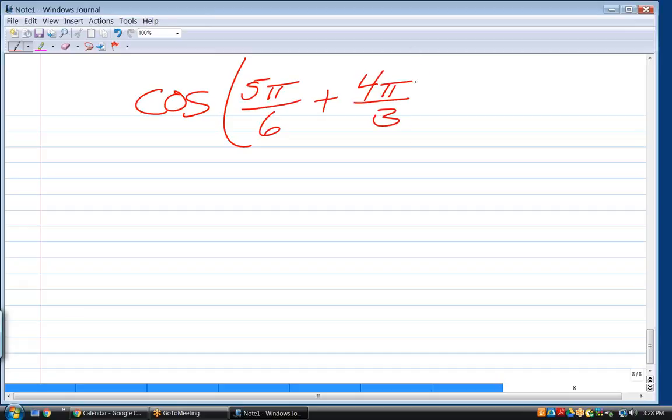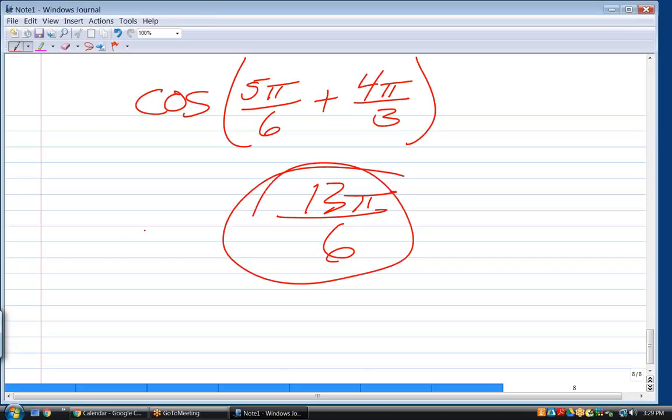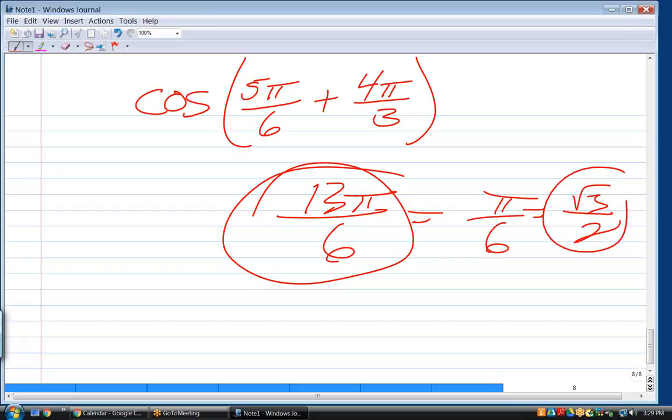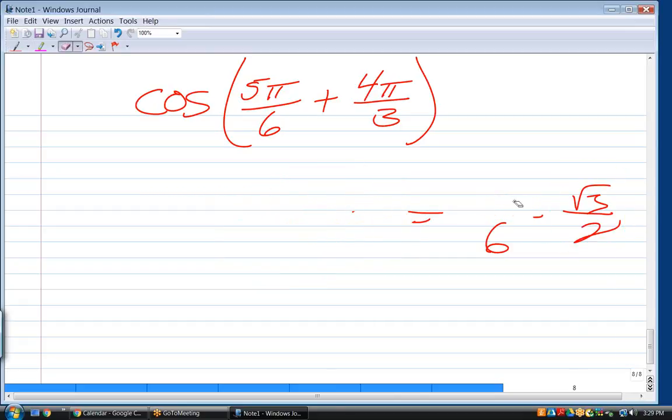Yes. Now, again, we could add those two fractions, but we get 13 pi over 6. Or did I do that right? Yeah, that's 8 pi over 6. So we actually know how to do that. That's the same as the cosine of pi over 6, which is square root of 3 over 2. So that's our answer.